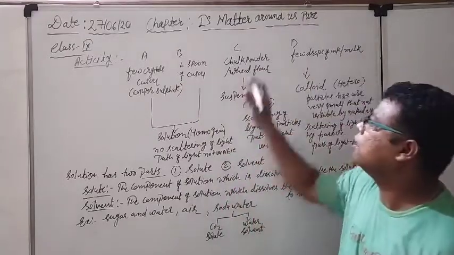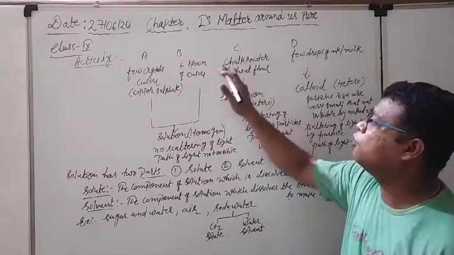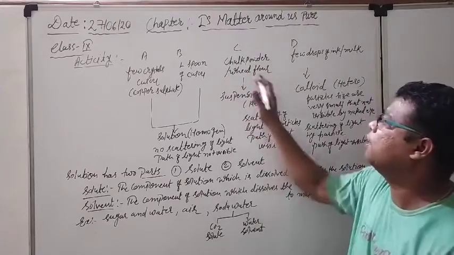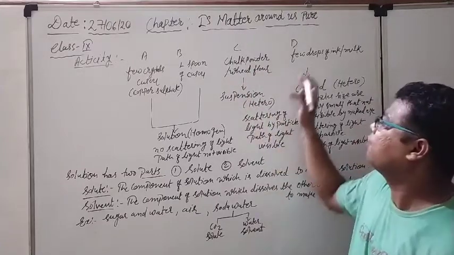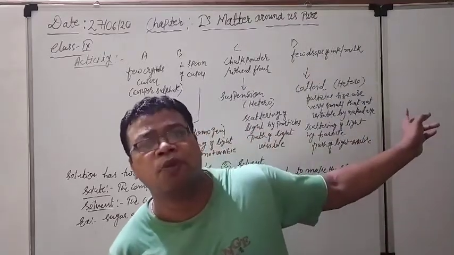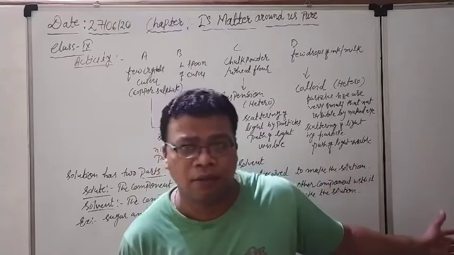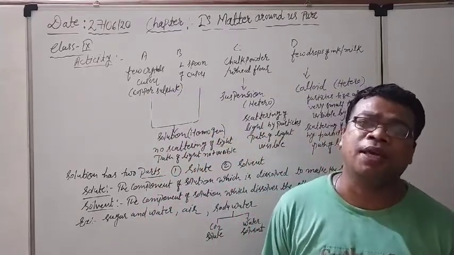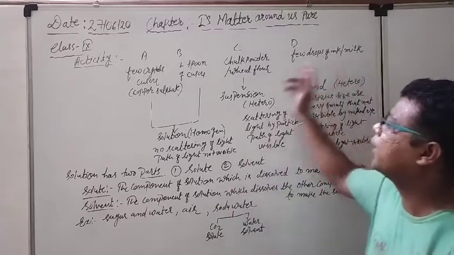Now comes group C. We have to distribute chalk powder to group C. Either it will be chalk powder, or it will be wheat flour. And after that group D. For group D we have to distribute a few drops of either milk or ink. Either a few drops of milk, or a few drops of ink. So these are the materials that you can see here.